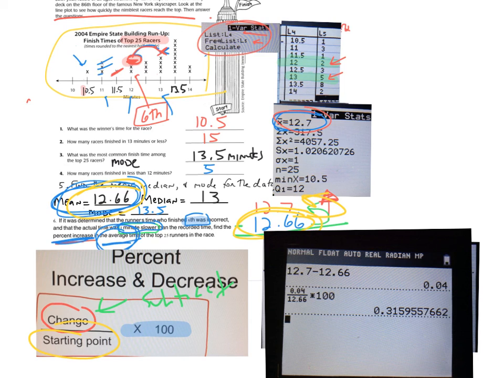So here is our percent increase. So it looks like here it's going to be 0.3%. So the increase is 0.3%. By multiplying it by 100, it gives it to you already in percent form.